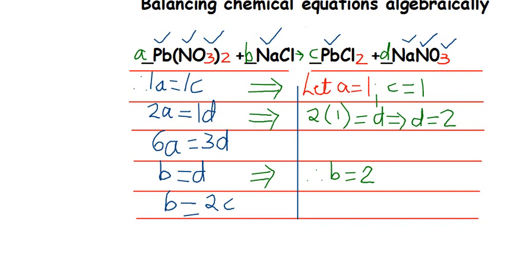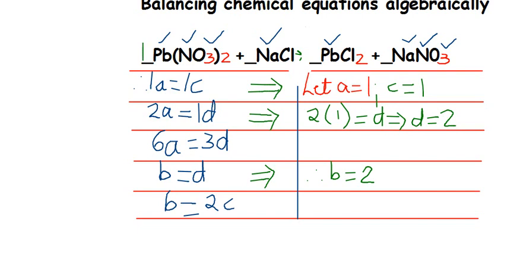Fine. So now that we have got the values for all the variables, the next thing is to substitute these values in place of the assumed number of moles to check whether the equation is balanced. Since lead nitrate had the variable A, let us substitute 1 ahead of lead nitrate. Okay, so I have 1 lead nitrate.